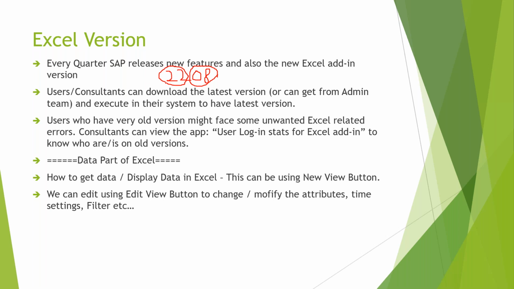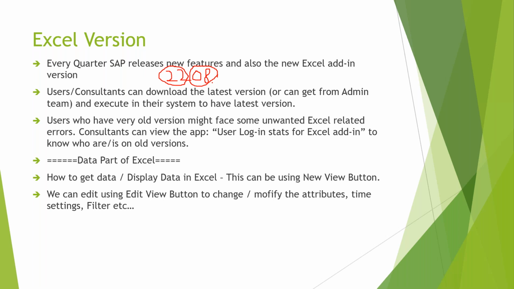So now this release has happened in August. Similarly, another release will be 2211. Like that, it will just go on. Okay, so then this will be the release of the IBP. Similarly, there is the version of the Excel also.